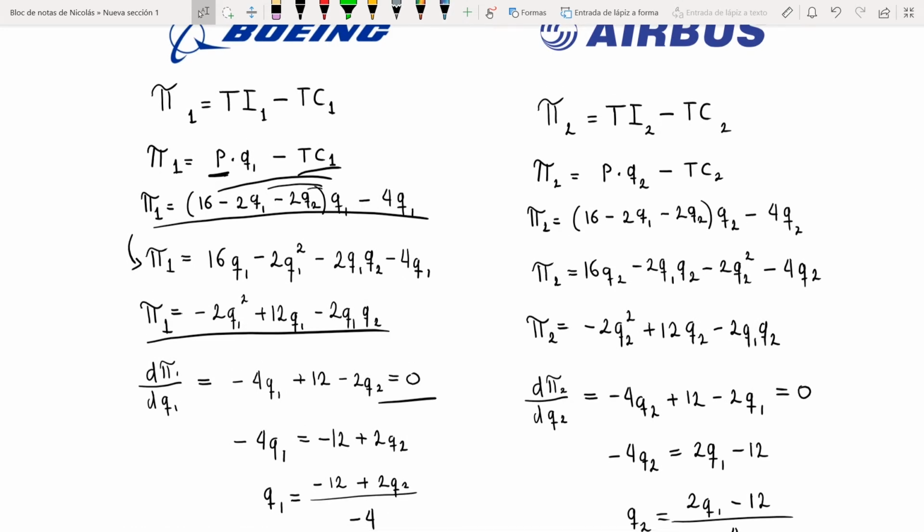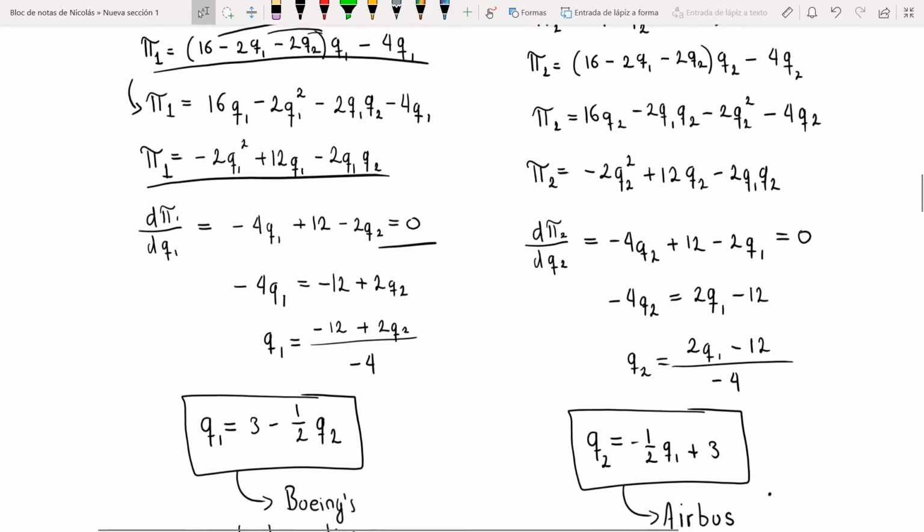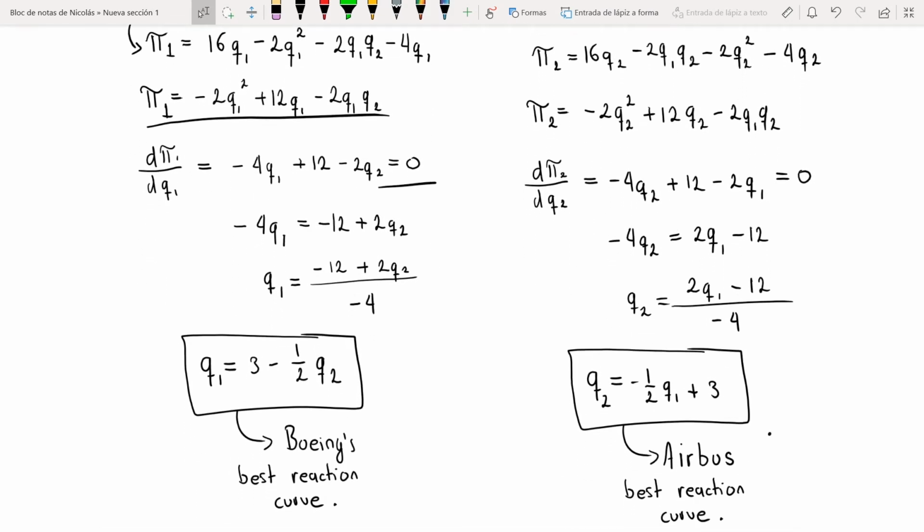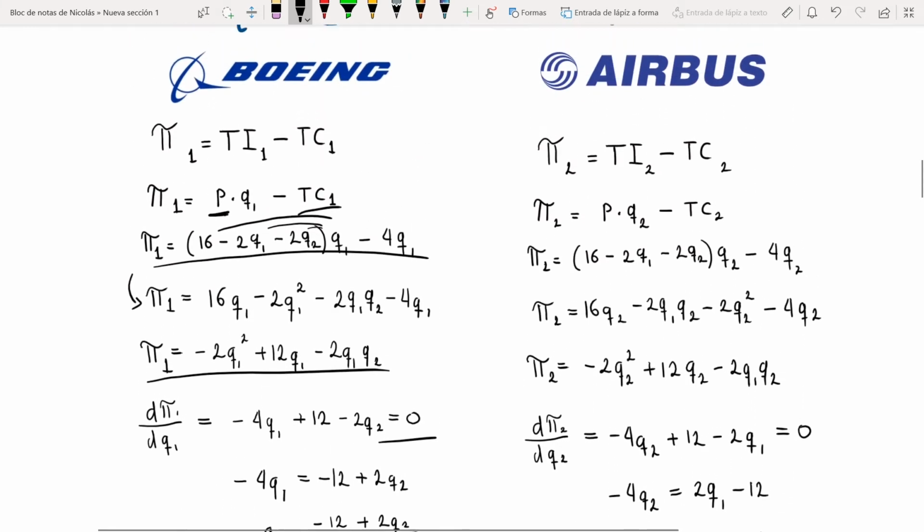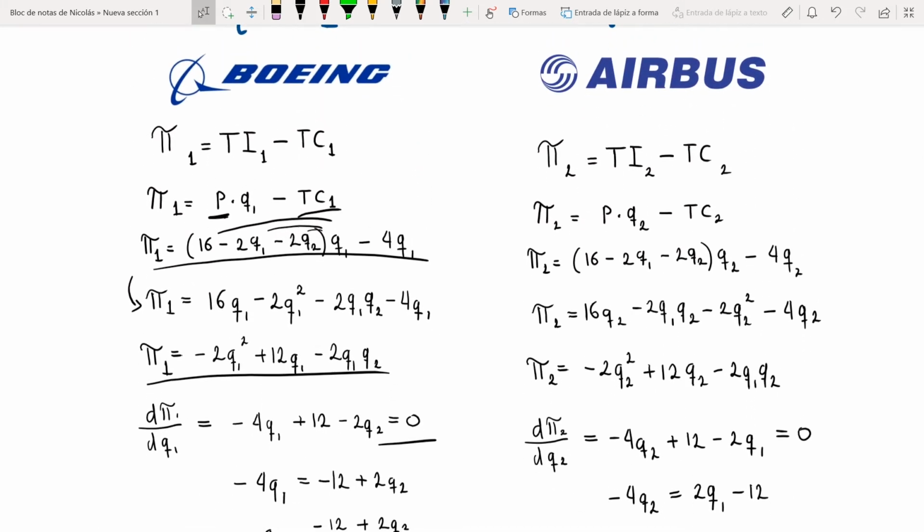When we solve for quantity 1, we'll end up having Boeing's best reaction curve, which is the quantity that it should produce given that Airbus produces this quantity. So we'll have to repeat the same process with Airbus, or firm 2, and so we know that the profit of firm 2 is equal to the total income of this firm minus the total costs of this firm.